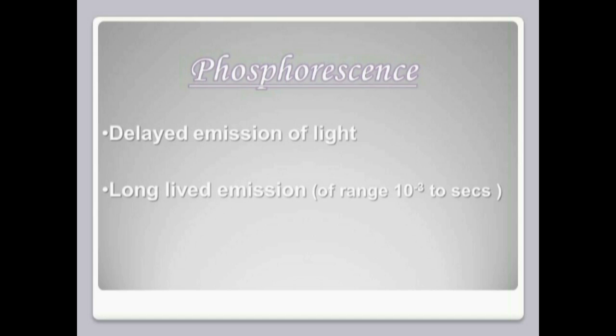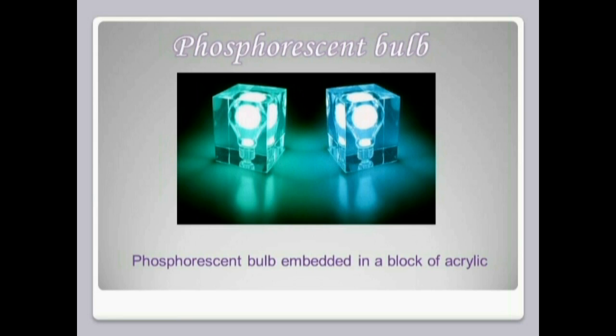Next one is phosphorescence. Phosphorescence is commonly defined as the delayed emission of light from a substance after exposure to and removal of the exciting radiation. The phenomenon of phosphorescence is a long-lived emission lasting from 10 raised power minus 3 seconds to the order of seconds. In this picture you can see the fluorescent bulb embedded in a block of acrylic. It requires no electricity and can glow for 3 hours.